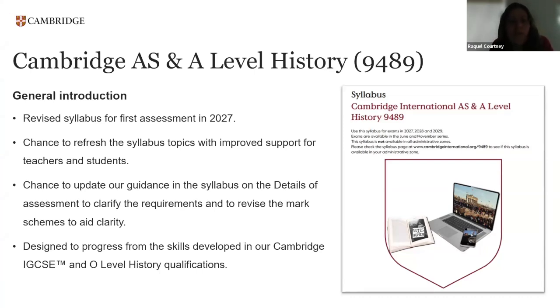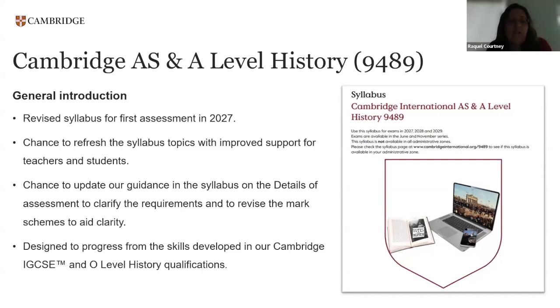Just a note that if you are a school in the US, this syllabus will no longer be available for assessment in 27 and onwards. Instead, we have a new route of syllabuses for schools in the US. There's new syllabuses in US history and new syllabuses in European history and international history. For more information, you can visit our public website. For schools all around the world outside of the US, History 9489 remains available as it is now.